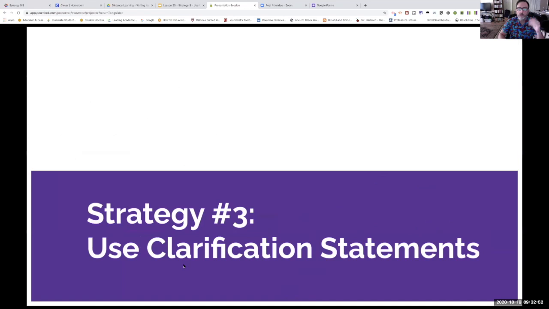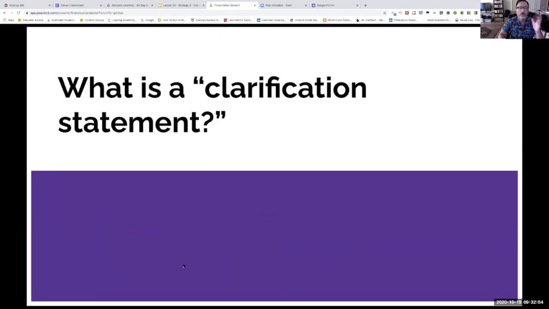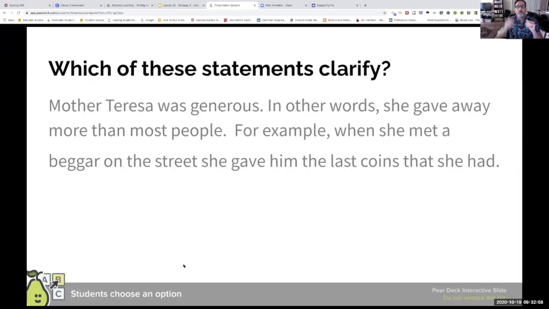So clarification statements, what are they? Let's start there. What is a clarification statement? I want you to take a look at this particular paragraph. Mother Teresa was generous. In other words, she gave away more than most people. For example, when she met a beggar on the street, she gave him the last coins that she had. So what I want you to do is choose which of these statements you think clarifies what's going on here.